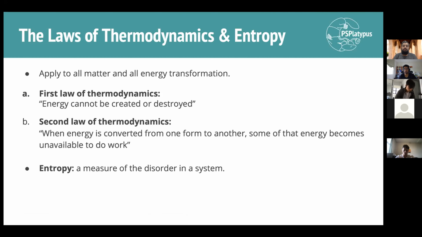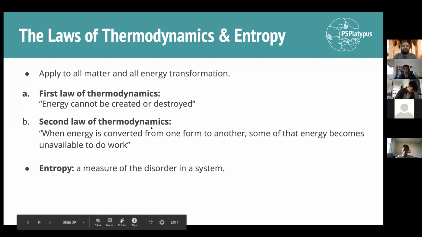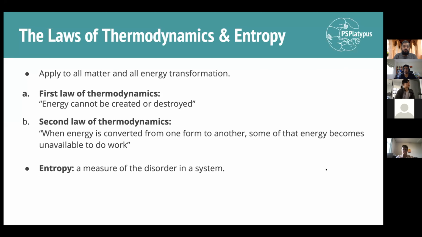The second law of thermodynamics says that when energy is converted from one form to another, some of that energy becomes unavailable to do work. This is because of disorder. In other words, there is no 100% efficient energy conversion. Why is that? This is because of entropy, which is a measure of the disorder in a system.